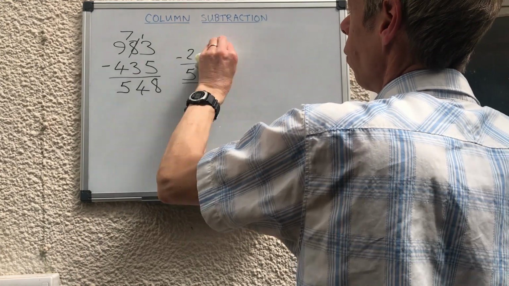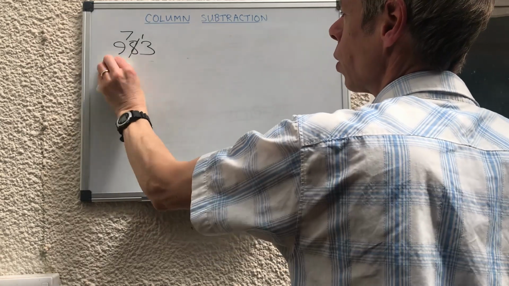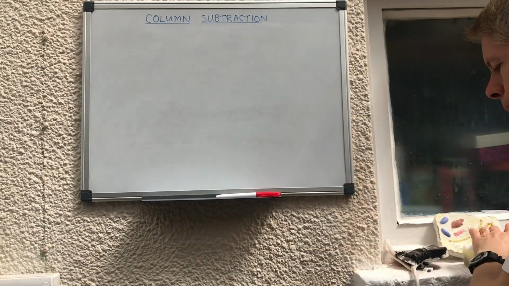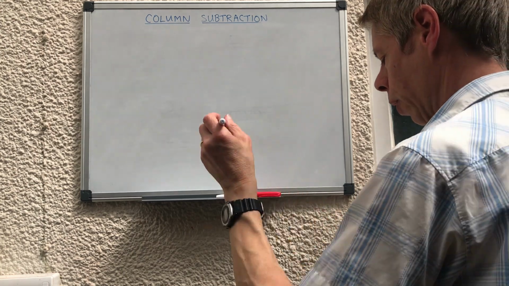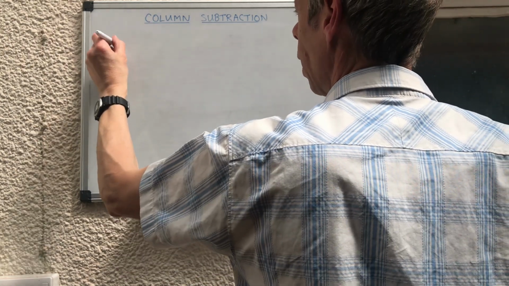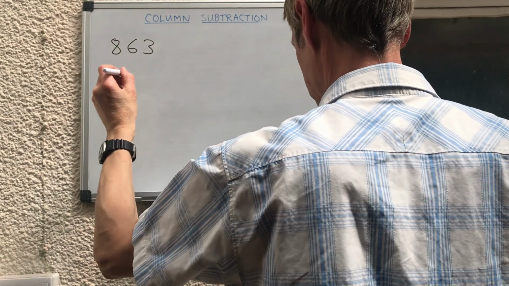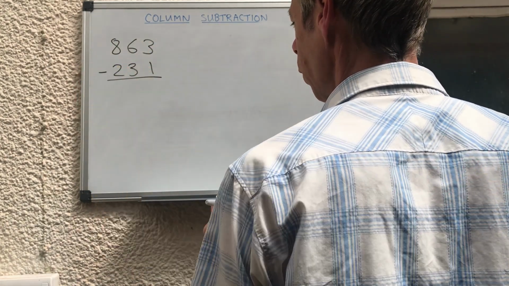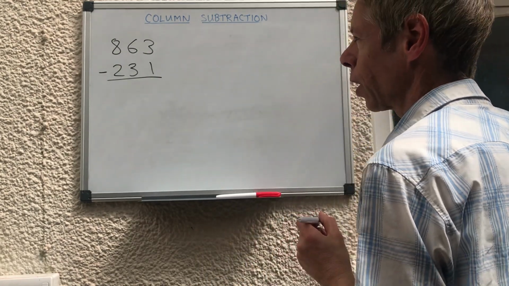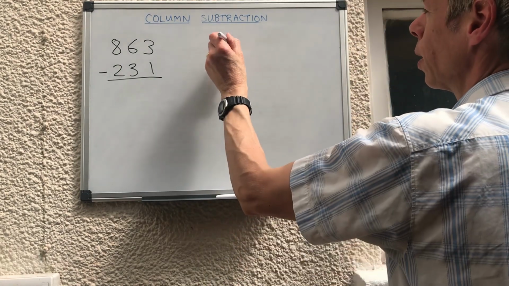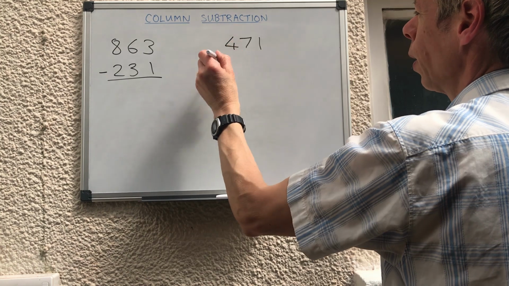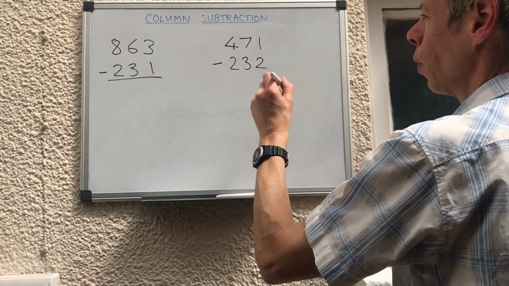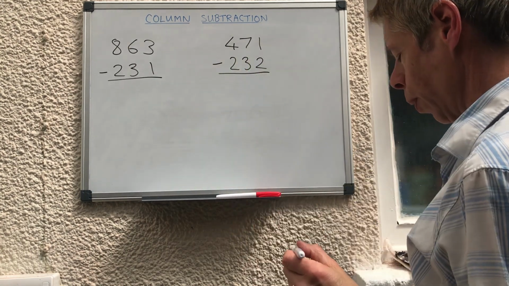And get ready for 4 test questions on column subtraction. Right, the first question then is 863 take away 231. So if you start working that one out, I'm going to write the next question. So the next question is 471 take away 232. Right, so keep on working.